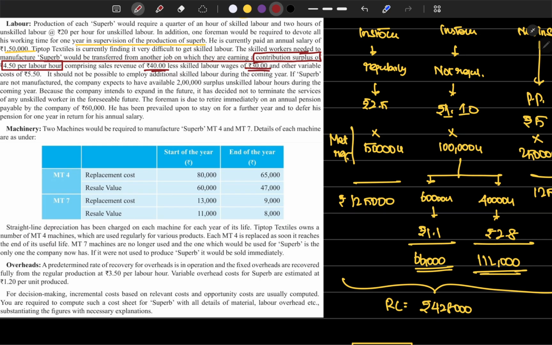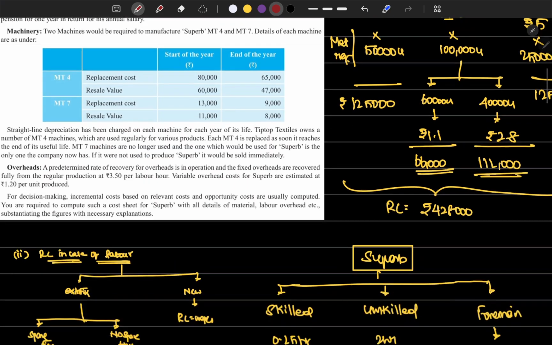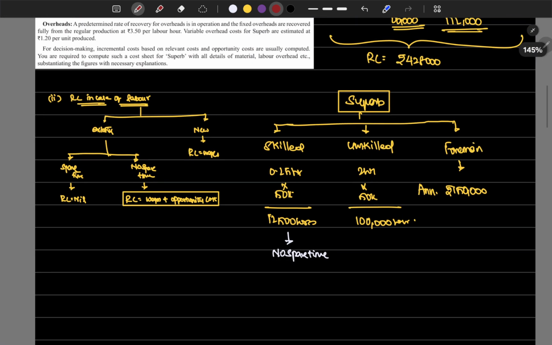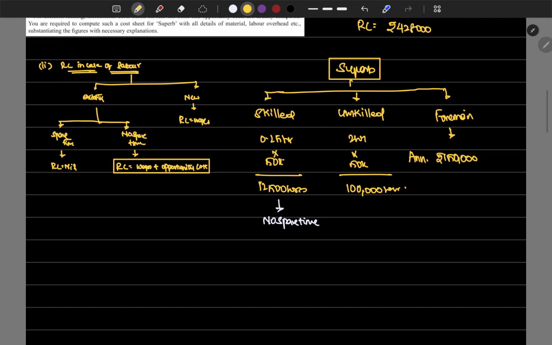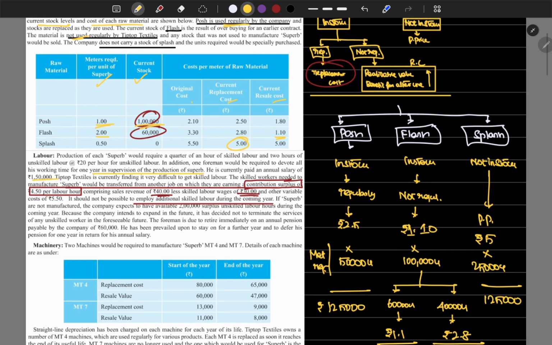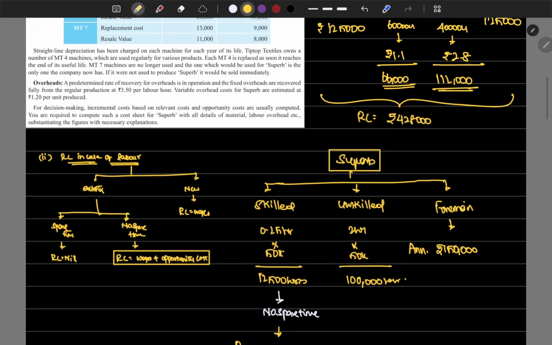And the skilled labor wages are 30, so we are paying rupees 30 for the job, and other variable cost 5.5. It should not be possible to employ additional skilled labor during the coming year. So it's not possible to hire additional skilled labor, so they don't have any spare time. If they don't have any spare time, our relevant cost would be wages plus opportunity cost. What's the wages here, which is 30 per hour, plus the opportunity cost, which is 4.5 per labor hour.